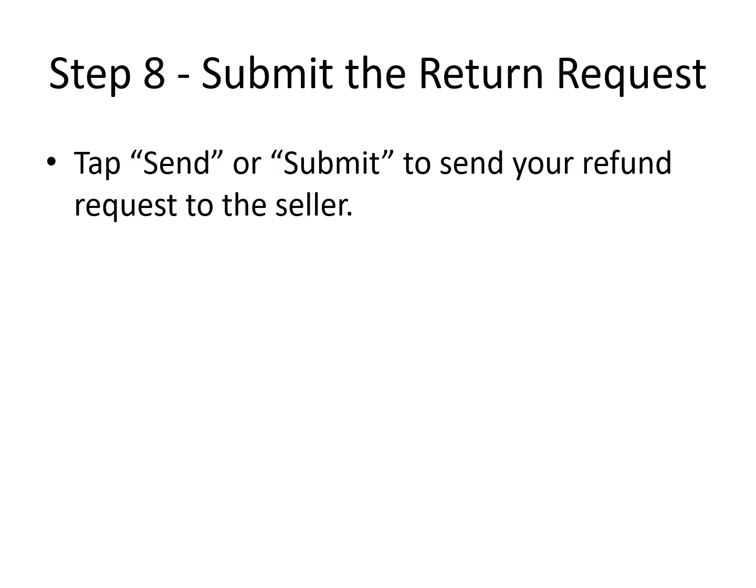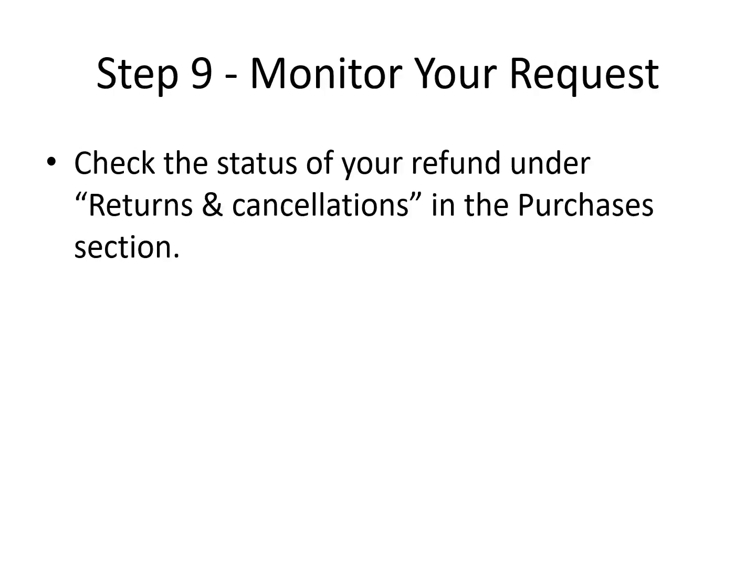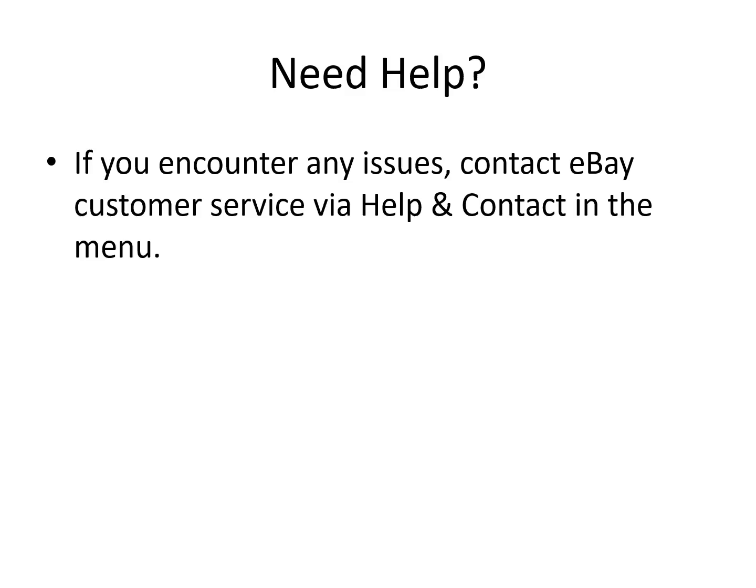Once you've completed the form, tap Send or Submit. Your request will be sent to the seller for review. You can monitor the progress of your return request in the Returns and Cancellation section found under Purchases. If you run into any issues, don't worry. Just go to the tab menu and select Help and Contact to reach eBay customer service.